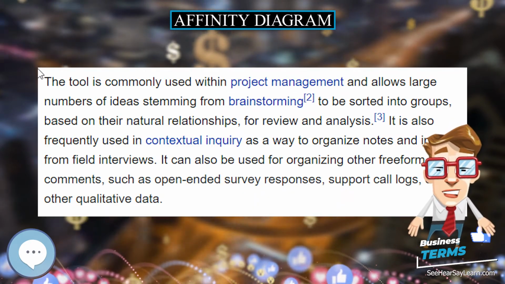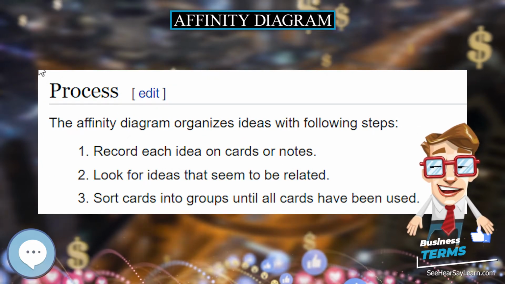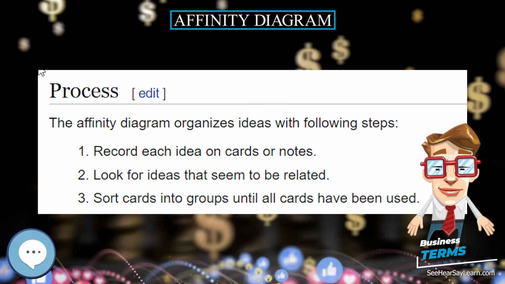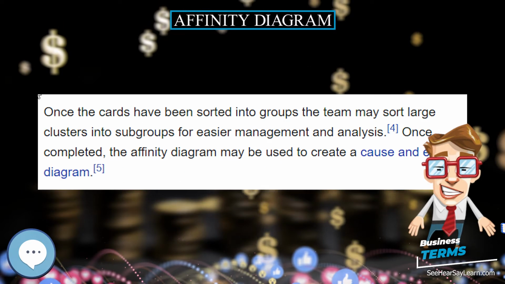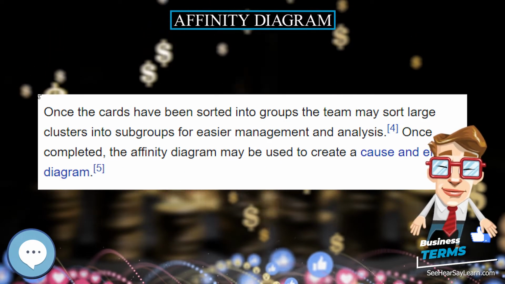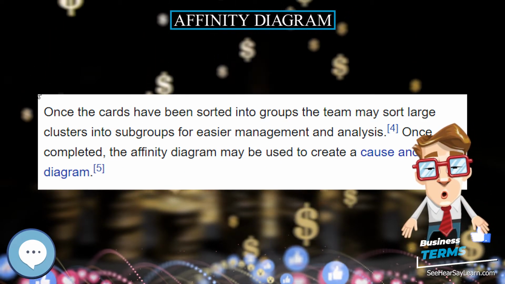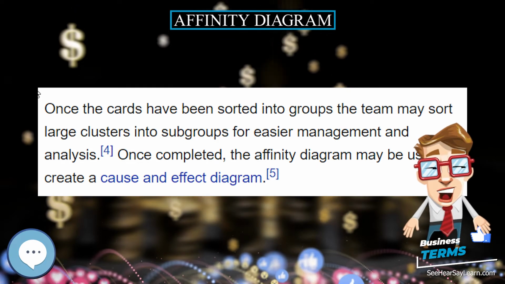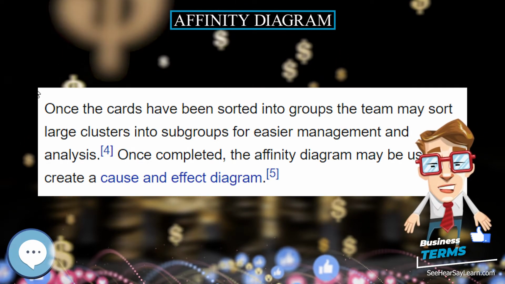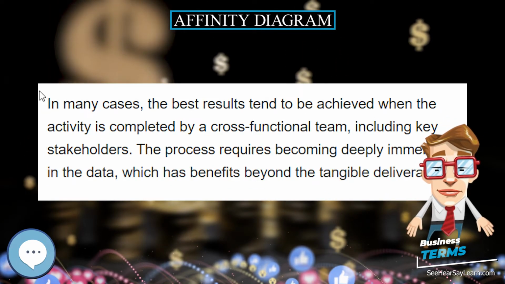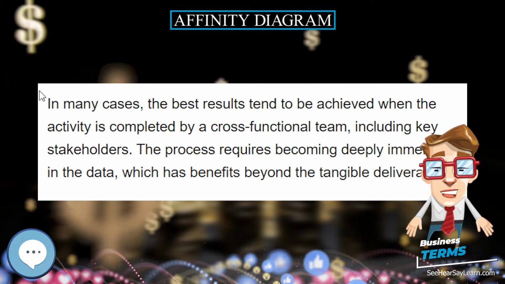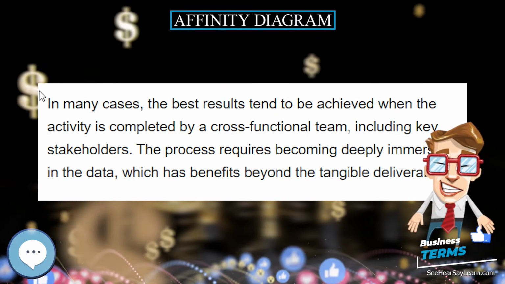However, the term affinity diagram was devised by Jiro Kawakita in the 1960s and is sometimes referred to as the KJ method. The tool is commonly used within project management and allows large numbers of ideas stemming from brainstorming to be sorted into groups, based on their natural relationships, for review and analysis.